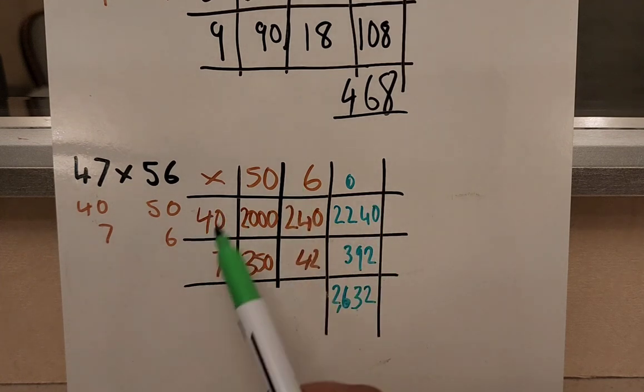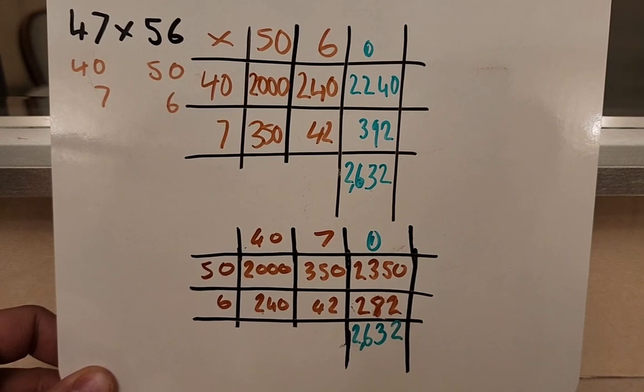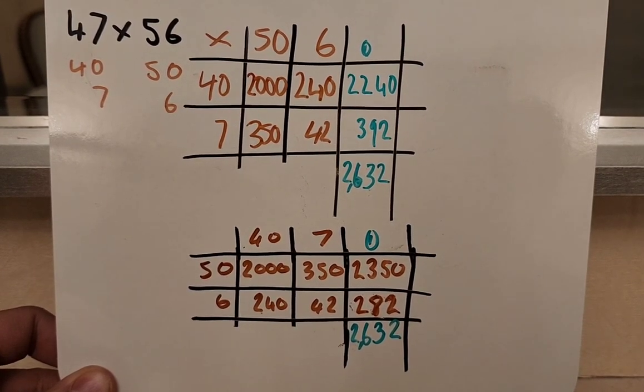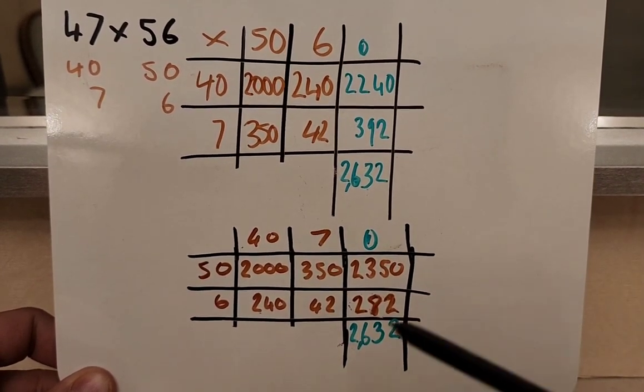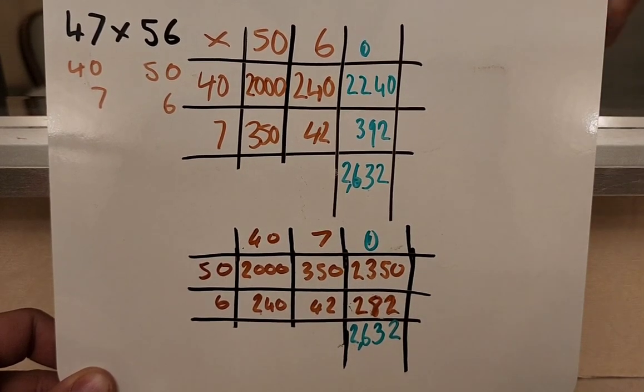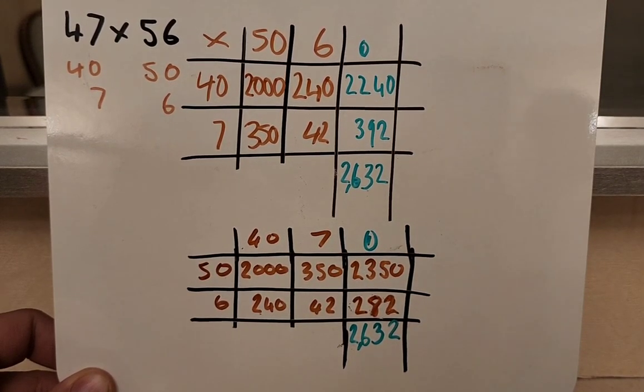So here I've just quickly gone ahead and shown you what it might look like if you guys ordered the numbers in a different way. You still get the same answer, 2,632.